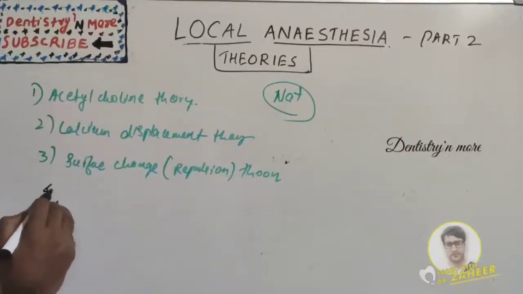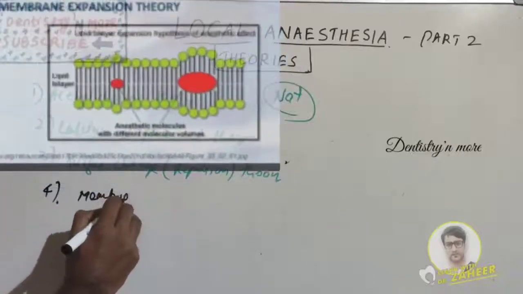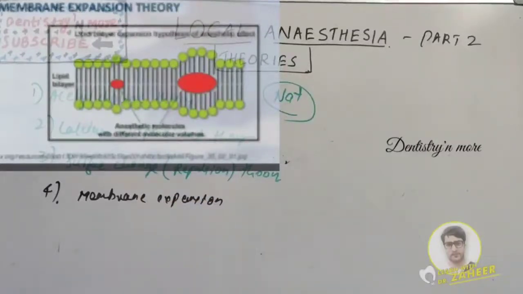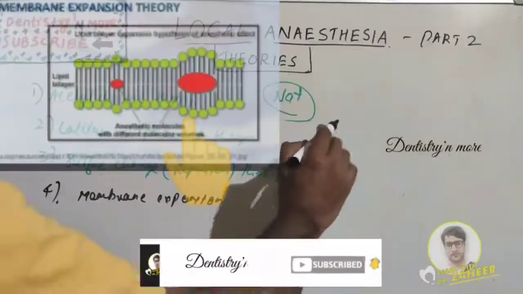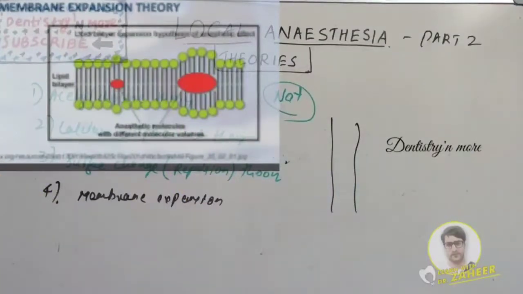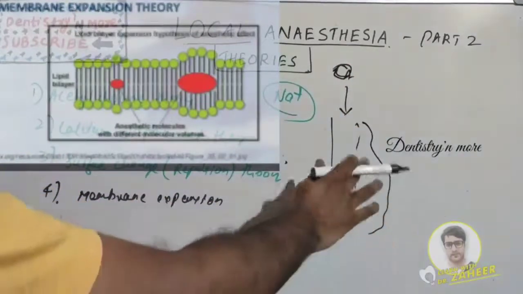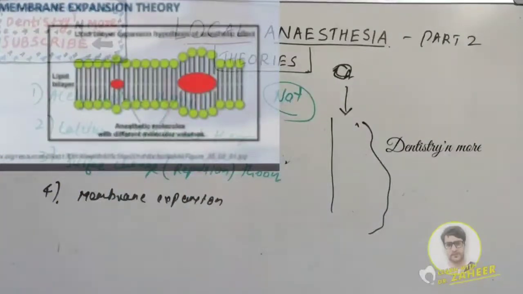The fourth one is the membrane expansion theory. It states that local anesthetic molecules diffuse to hydrophobic regions of membranes and produce a disturbance in the bulk membrane structure and expand the membrane, preventing an increase in permeability to sodium ions. If this is the membrane, the LA molecules enter and the membrane changes shape, or expands. So it prevents the increase in permeability to sodium ions.